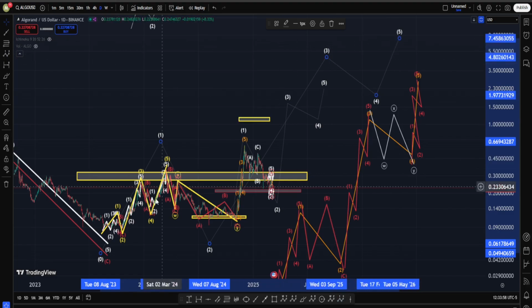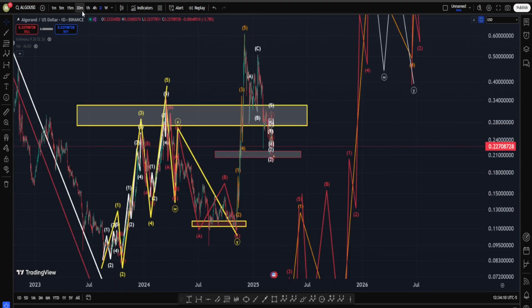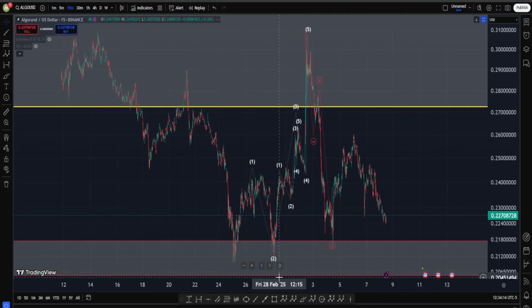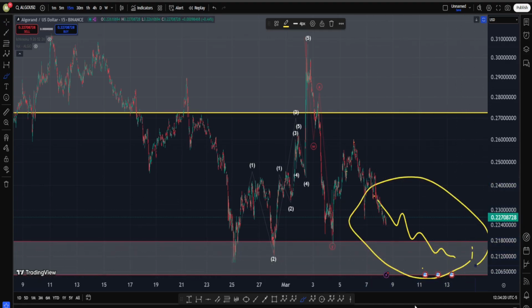So for now, this count, I want to be very clear, in the mid to long term is absolutely not invalidated, and it's definitely in play. But this doesn't mean that in the short term we have actually hit our final bottom and we are going to go up from here. No, we can definitely have another move on the downside. And for now, at least, I am considering this as my primary case.